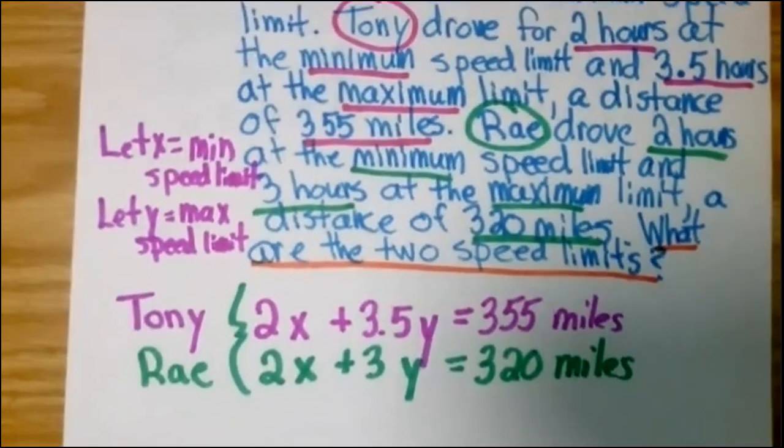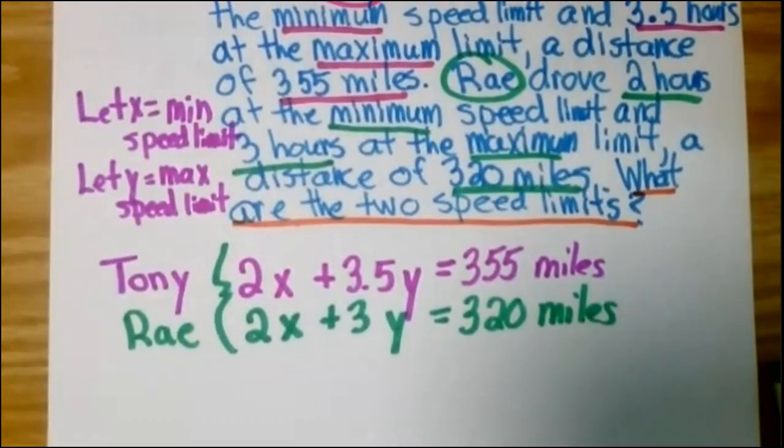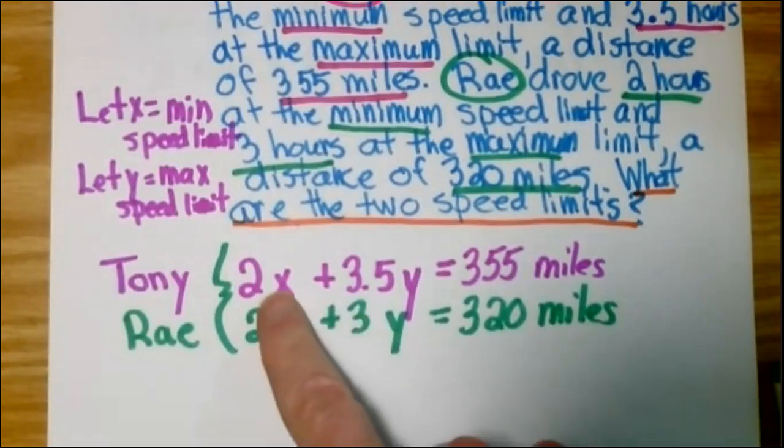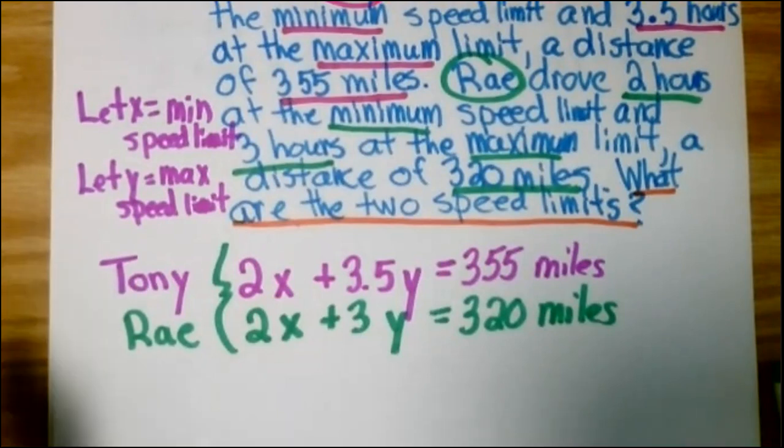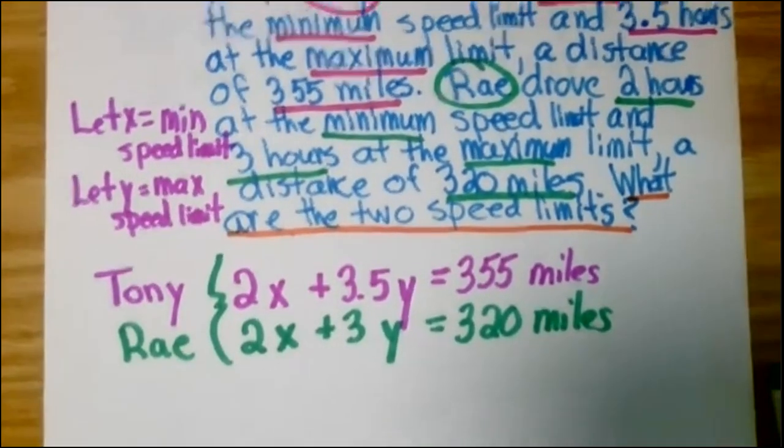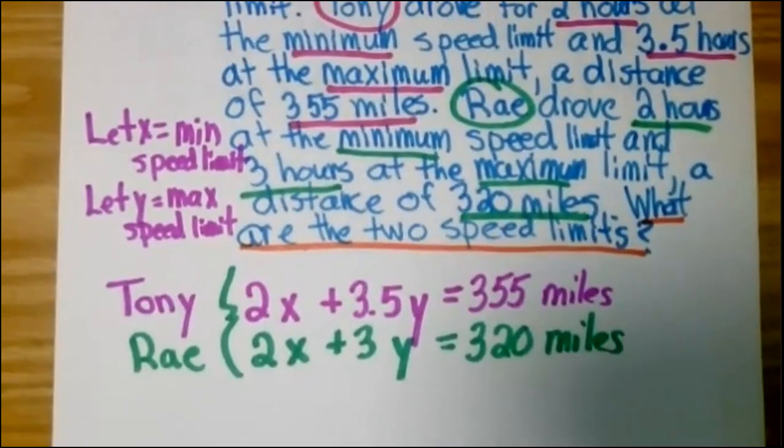Okay, now we are ready to solve. So number 8A said, let me get to that page. It said A was write the equations to represent Tony's distance and Ray's distance, and we did that. That's Tony, that's Ray. B is solve the system. So that's what we're going to do now. So what are we going to do? We're going to use elimination. It's the best and easiest and quickest way.